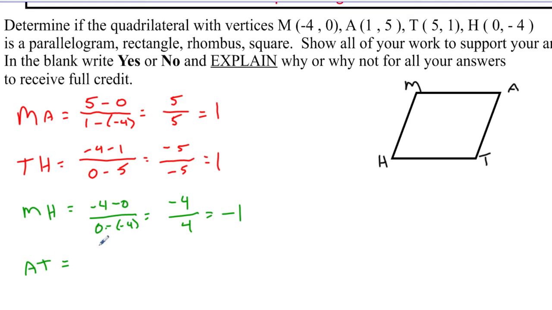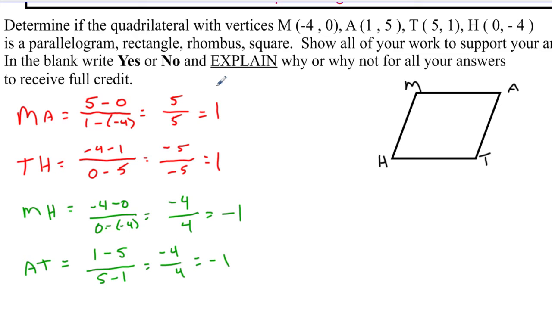And then I need to compare that to AT, which is the right-hand side that it better have the same slope as, or we don't have a parallelogram. So it looks like this one will be 1 minus 5 over 5 minus 1, which again, negative 4 over 4, which is negative 1. Right? So I've done my 4 calculations, and I can start to draw some conclusions.